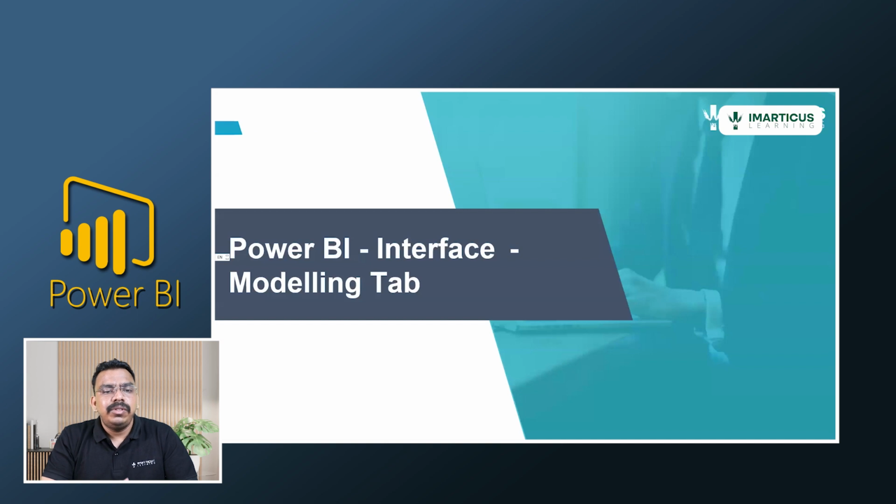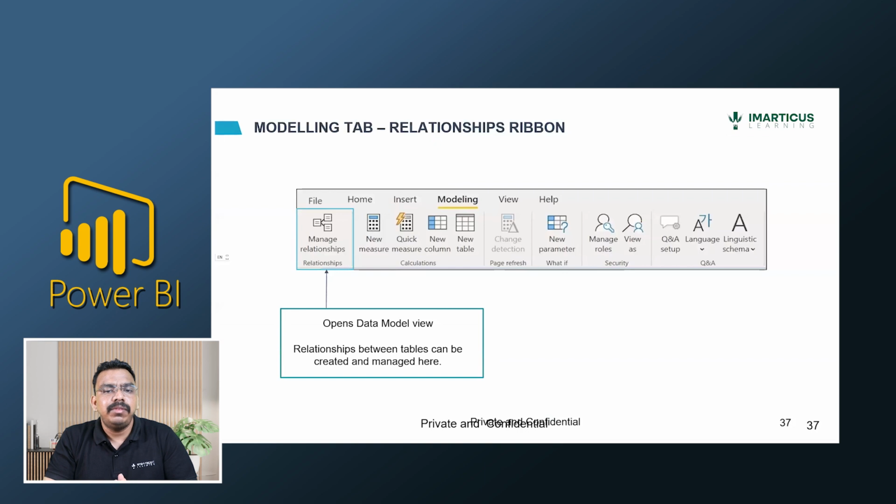Now we will discuss the interface of the modeling tab. This modeling tab has different ribbons. Again, we have calculations. Calculations will help you to make the relationship between the different sources. You can just go to the relationship ribbon. There is an option called manage relationship. You can click on this manage relationship. This will open the model view and it will ask you the relationship between the tables to create.